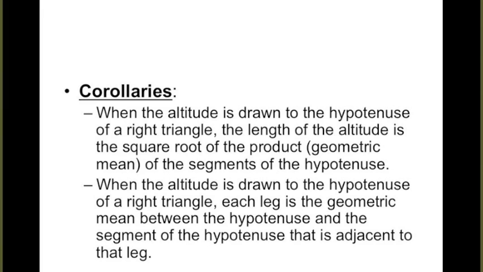So for these corollaries, I'm going to want that same picture drawn out again. So we've got that same setup when the altitude is drawn to the hypotenuse of a right triangle, so we have the same picture going on. It says the length of the altitude, that's that height piece, and I'm going to label it A. The length of the altitude is, in math, when we hear the word is, that's like an equals. So altitude is, or A equals, the square root of the product, what does product mean?